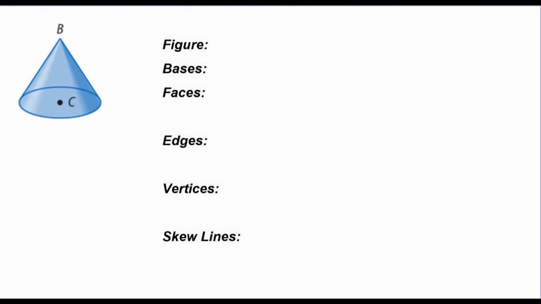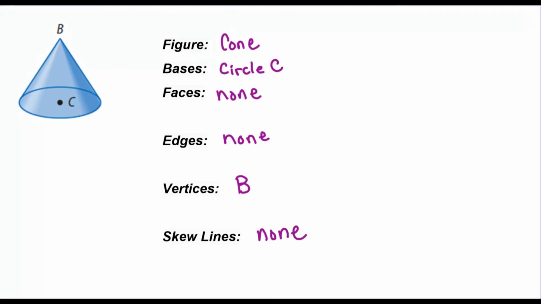Let's take a look at the next figure here. This is a circle base, and only one circle base, so we call this a cone, and the base is a circle, and specifically it is circle C. We name a circle by its center. Faces, well, since none of the other sides are polygons, it has none. It has no other edges. It has one vertex, and that would be B. And there are no line segments that make up the sides, so this has no skew lines. That was easy. So that is the parts of our polyhedrons.